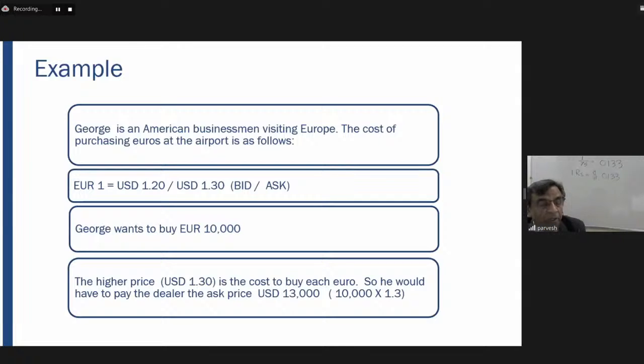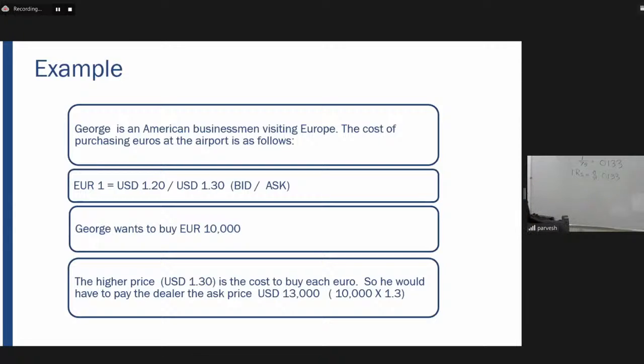Suppose this American gentleman is coming back from Europe, and he has got 1,000 euros left. 1,000 euros are in his pocket now. He'd like to convert those euros back into US currency. So he will get how much? 1,000 multiplied by 1.2. So that means he'll get $1,200 back, okay, for converting 1,000 euros. Suppose he's returning back from Europe. He took $10,000. Okay, yeah.